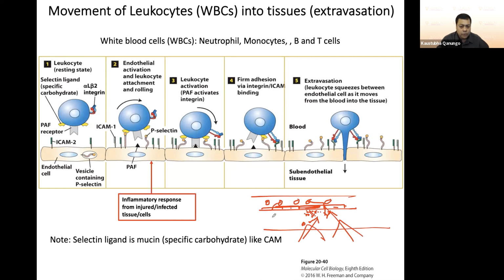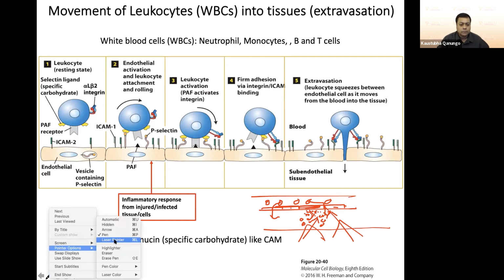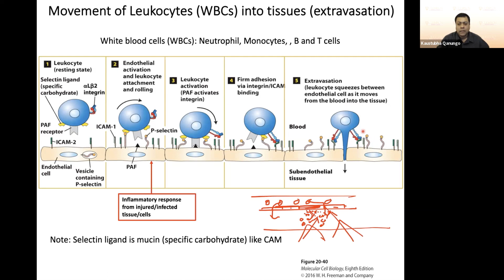They will squeeze through here and come into the tissue space. All these cells will now be near this injury site fighting the infection. This particular process of moving out of the blood, the capillary or the blood vessel, into the tissue space, this crawling out, is also known as diapedesis. If you take an anatomy and physiology course, you will understand that. So this is the whole process.